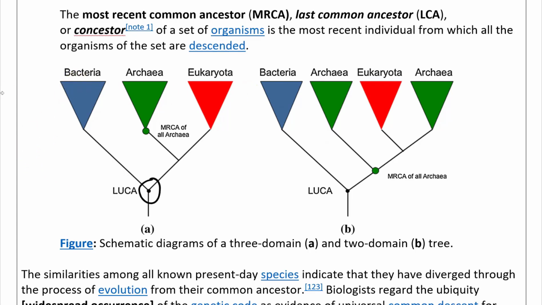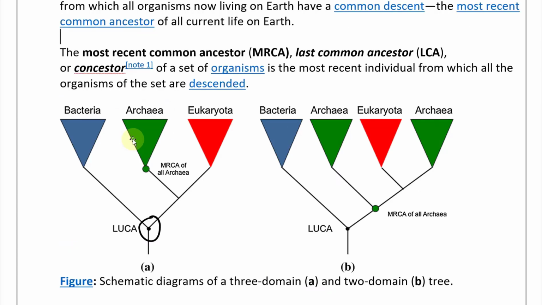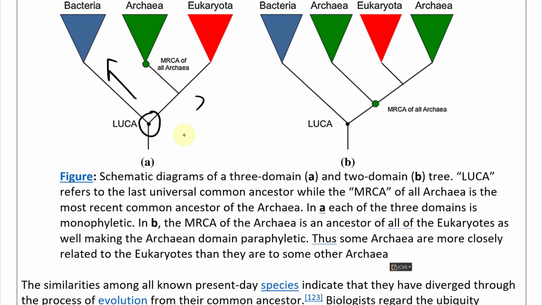So here are the 3 domains of the major classification of life. You have the bacteria, archaea, and then eukaryota. And notice this one's common to all of them. And now what we have here is common to all life. And here I just added more info from that website.